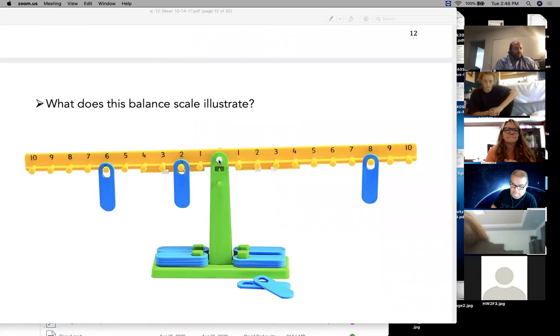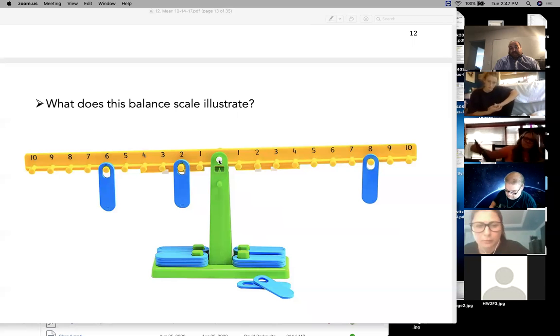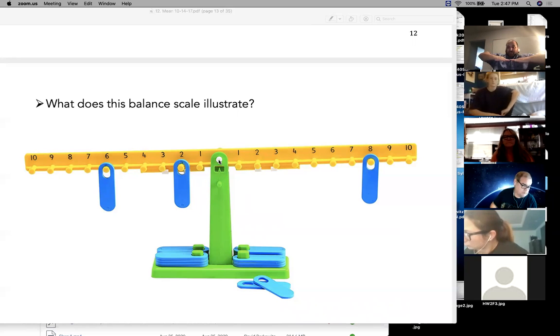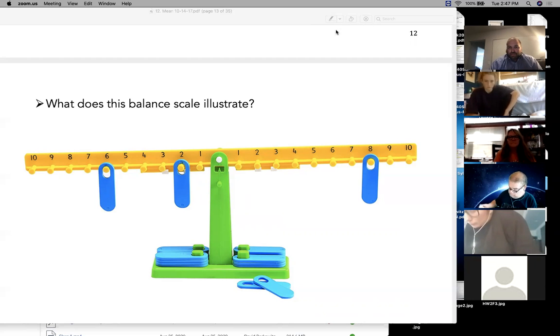So let's look at this one here. Notice that this balance is actually balanced currently. It's a little tilted, but it's not rotating, which means it's stationary, which means the balance point is at 0. Let's see if that's true. Is that really valid? Well, let's take a look.